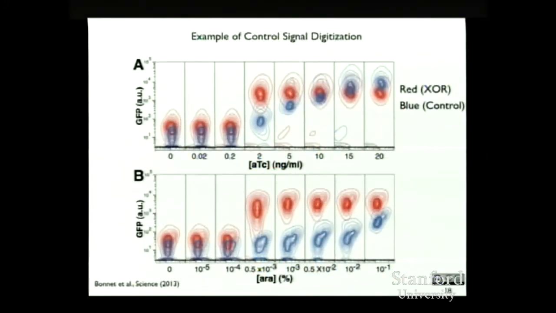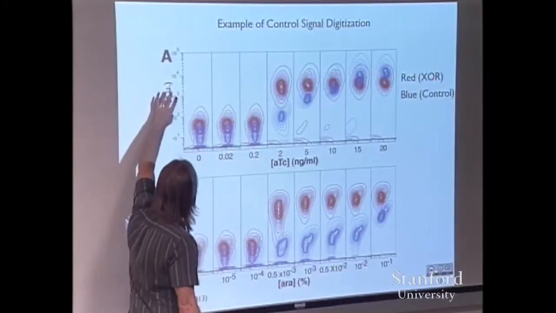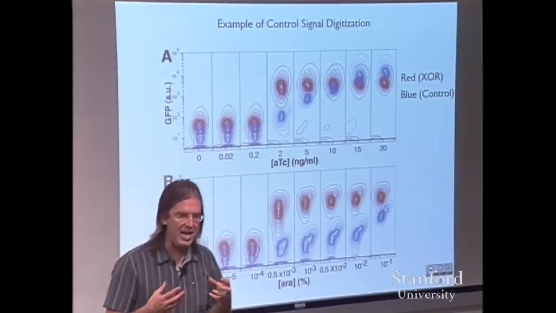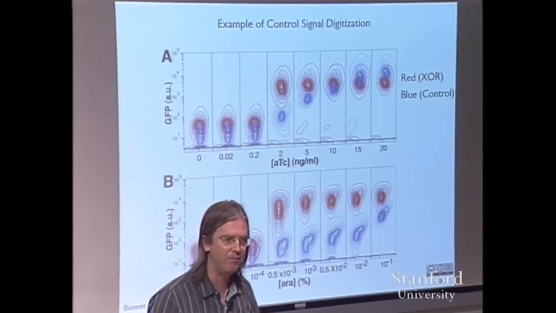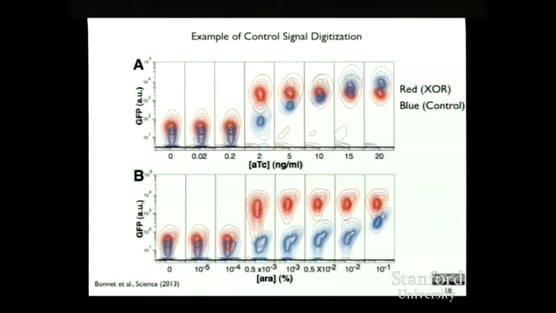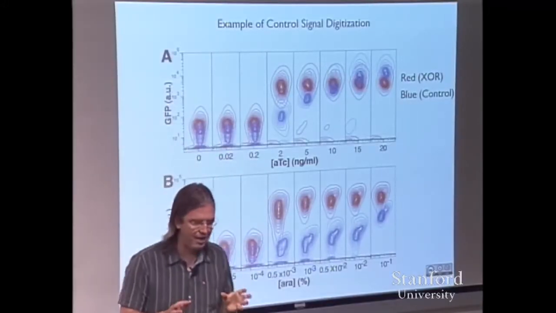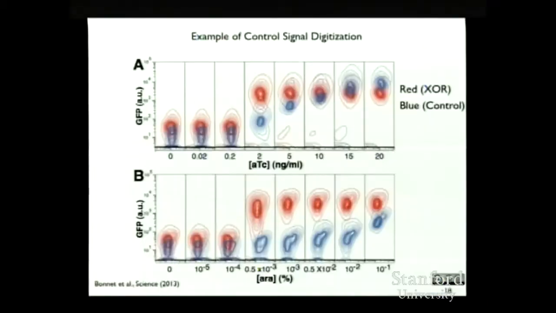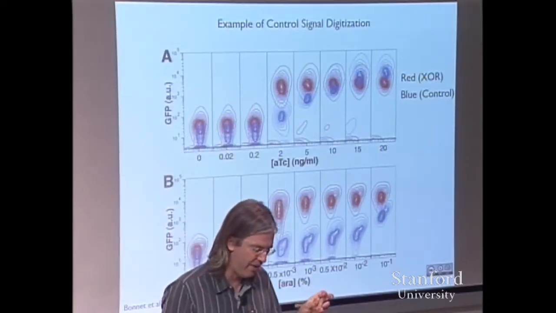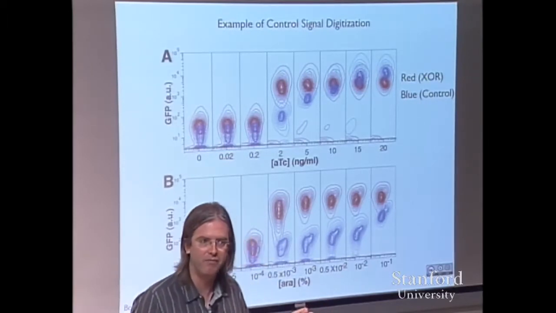This is a detailed example of one of the switching, both switching states for the XOR. What I'm showing on the y-axis is an indirect representation of the signal. Again, it's a fluorescent protein serving as a surrogate for the rate of transcription. The blue contours are the level of the control signal that's driving the integrase. And the red contours are indicative of the output signal.